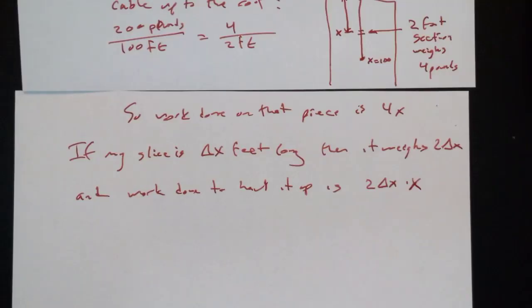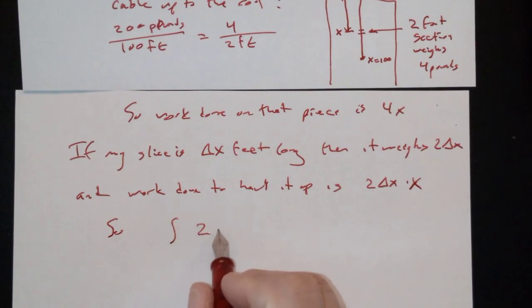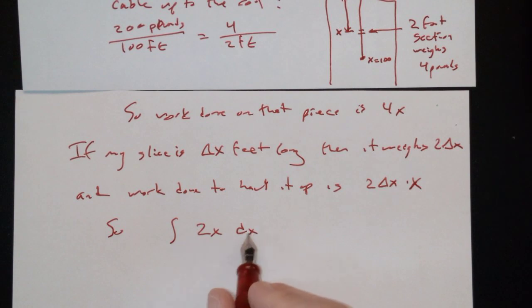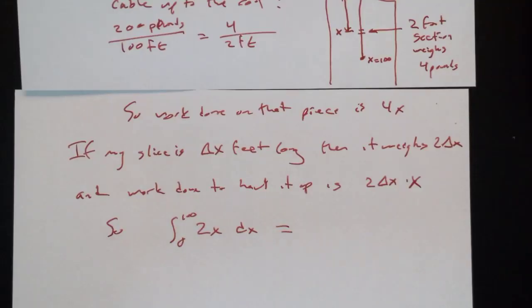And then I have to add all those up, right? Wait a minute. Adding all these slices up means doing an integral. So my integral should be 2 times delta x times x. Wait a minute. I need bounds to do an integral. What are my lower and upper bounds here? 0 to 100. How many foot-pounds of work did I do?